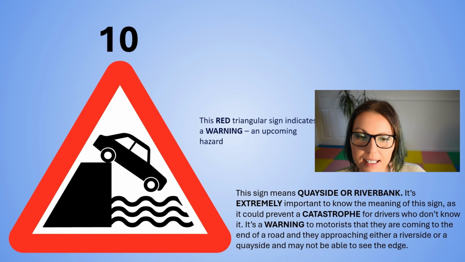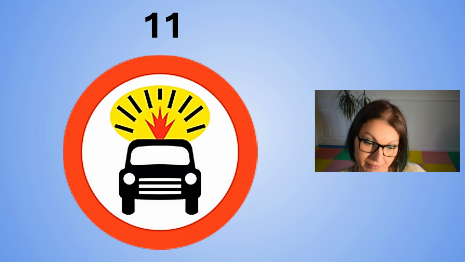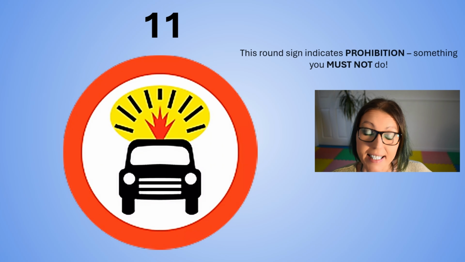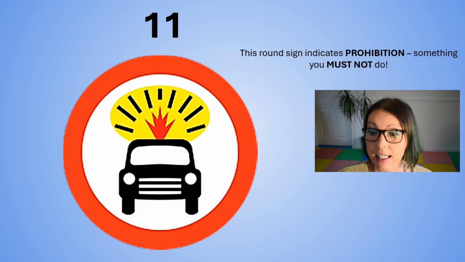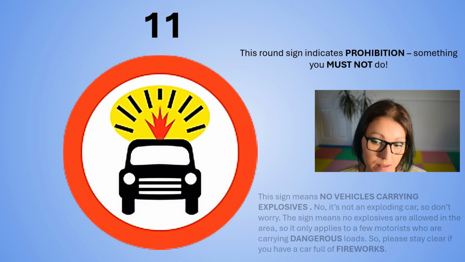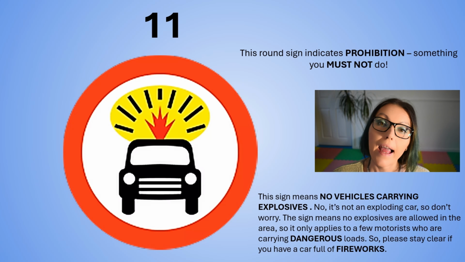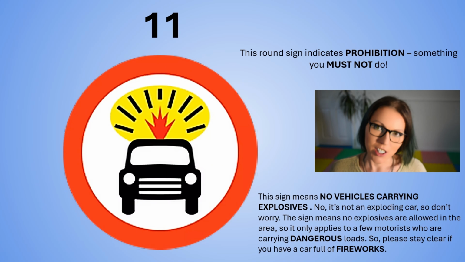And our next sign is this. Sign number 11. Kind of looks like an exploding car, right? This round sign actually indicates prohibition, something you must not do. The sign means no vehicles carrying explosives. And no, it's not actually an exploding car, okay? So please don't worry there.